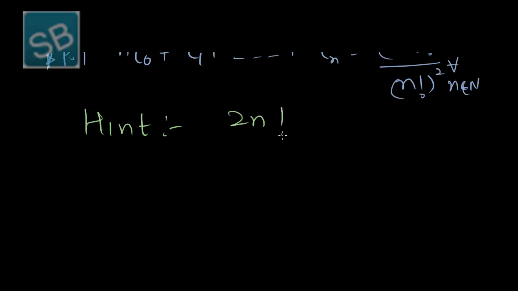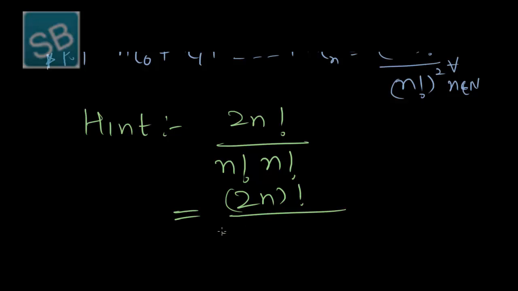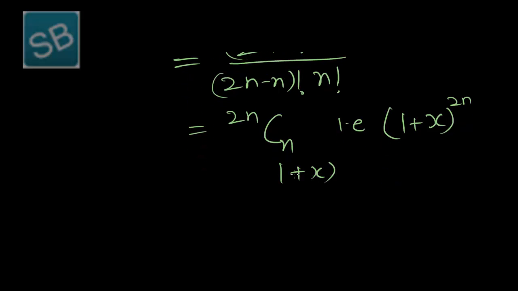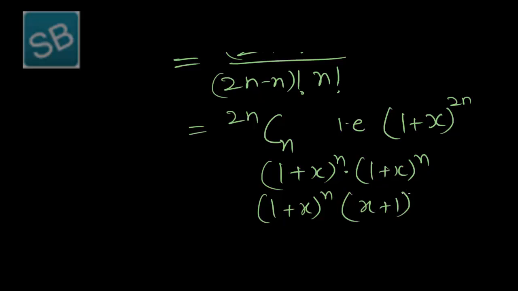So if you see, we have (2n)!, that is n! into n!. So if we see, we have (2n)!, that is (2n − n)! into n!. So we get this is 2nCn, that is in the expansion (1 + x)^2n, and that can be written as (1 + x)^n into (1 + x)^n, or (1 + x)^n into (x + 1)^n, because in such type of problem we will get the required.